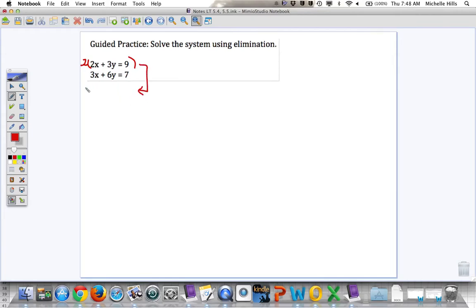But negative 2 times 2x, so this is going to become negative 4x plus 6y equals negative 18. And I just messed up. It's negative 2 should make it minus 6y. I add these together and I get negative 1x. The y is eliminated, equals negative 11. And then when I divide both sides by negative 1, x equals positive 11.